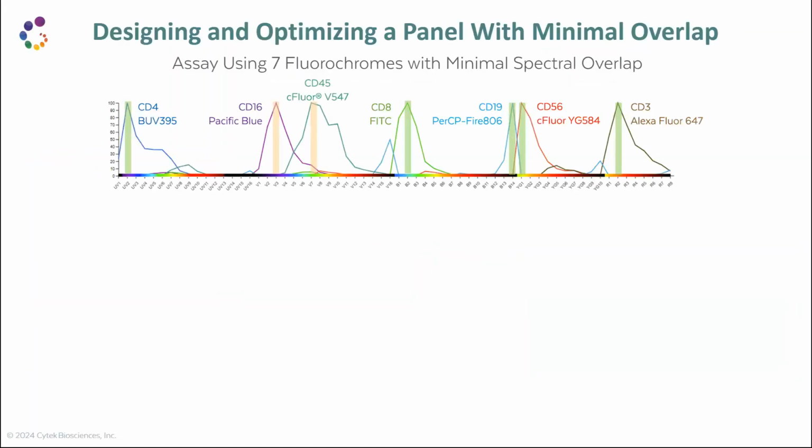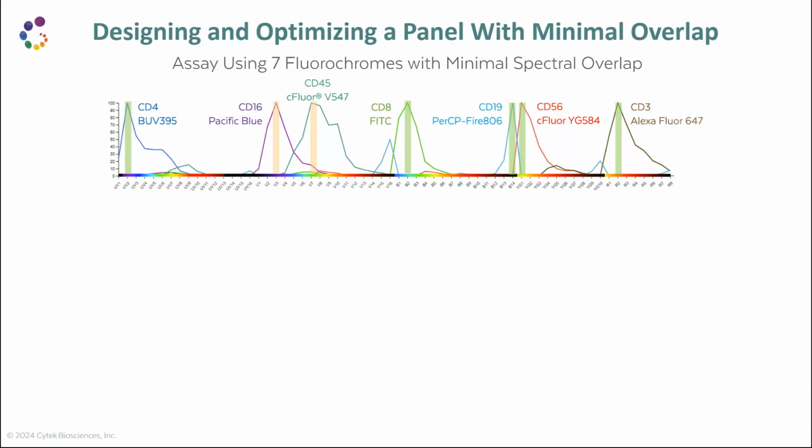So we wanted to show you the benefits of using conventional mode. This is a panel of 7 fluorochromes that was optimized, understanding that they have minimal spectral overlap. As I mentioned before, if you use the conventional mode, you will be focusing on the information coming from the peak detector. So peaks here are well separated.